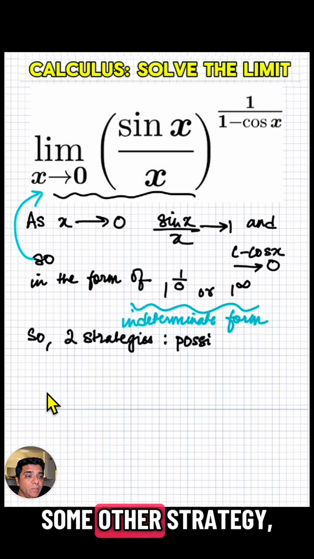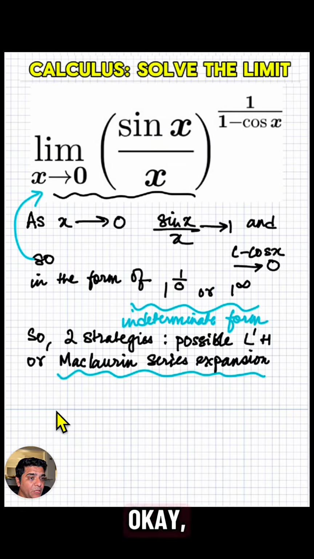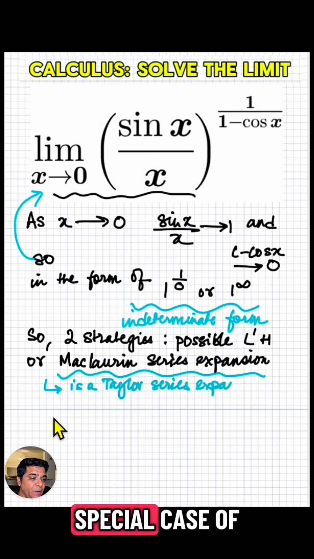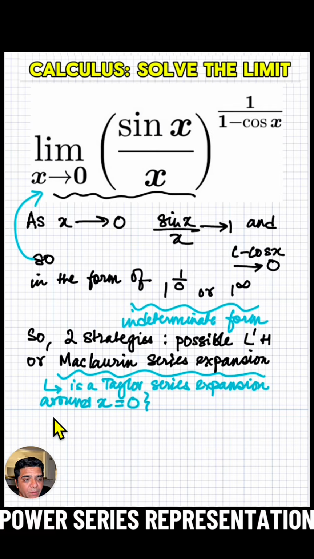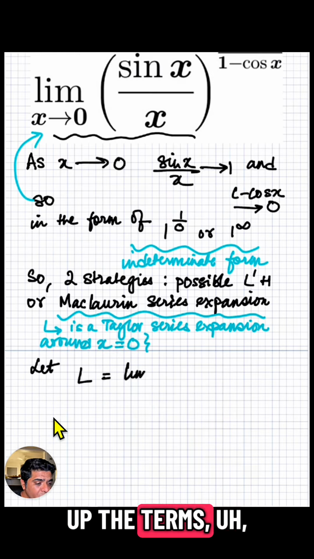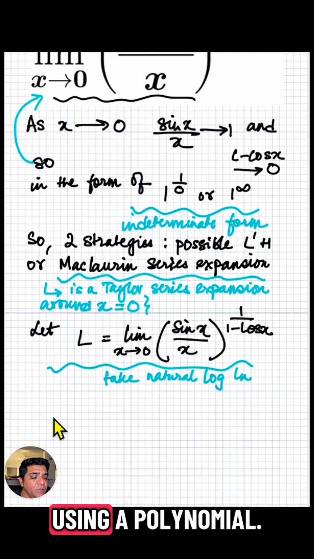So we're going to have to use some other strategy like L'Hopital's rule, or maybe I'm going to use the Maclaurin series expansion. The Maclaurin series expansion is a special case of the Taylor series expansion, which is centered around x equals 0. It's a power series representation of a function, where you sum up the terms involving the derivatives, and essentially it approximates a function using a polynomial.